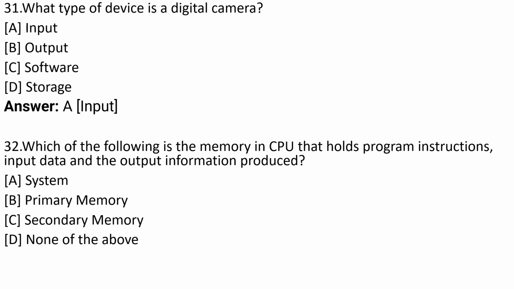Question number 32. Which of the following is the memory in CPU that holds program instructions, input data, and the output information produced? Option A, system. Option B, primary memory. Option C, secondary memory. Option D, none of the above. And the answer is option B, primary memory.